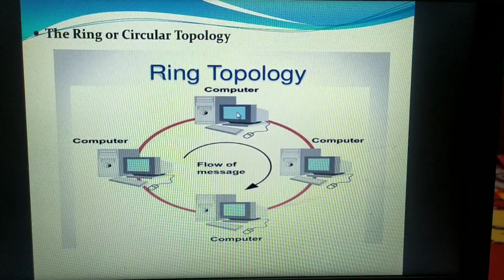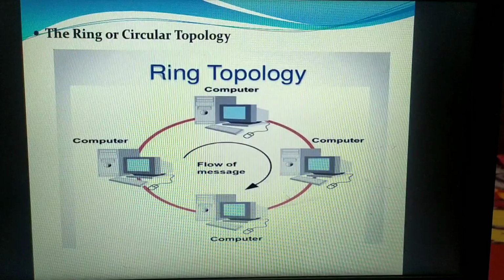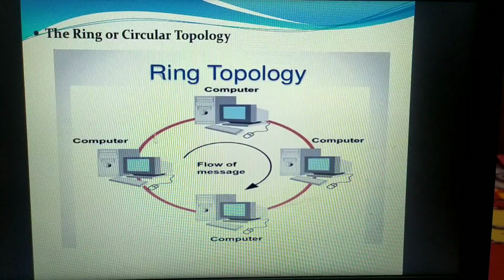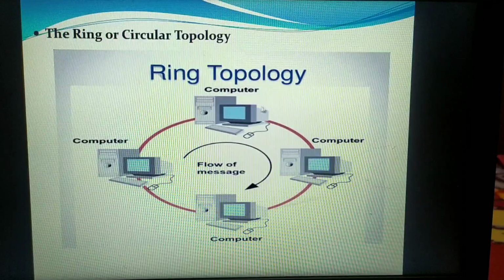The data gets through each node, and hence your data is transmitted in only one direction. That means the flow of the data is unidirectional. Data cannot flow bidirectionally, clockwise and anti-clockwise it cannot do. It has to follow only one direction.